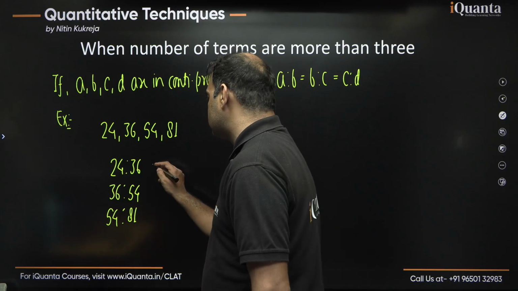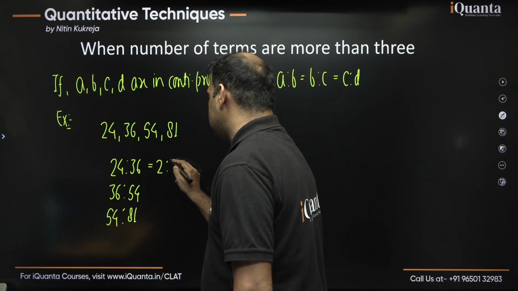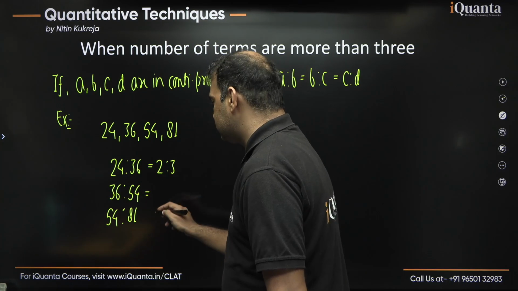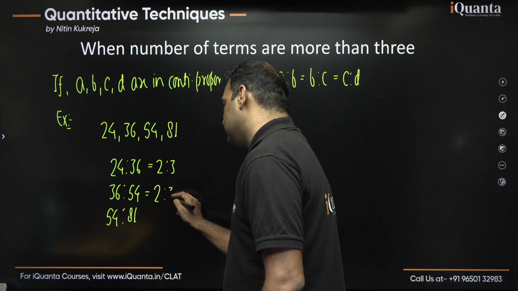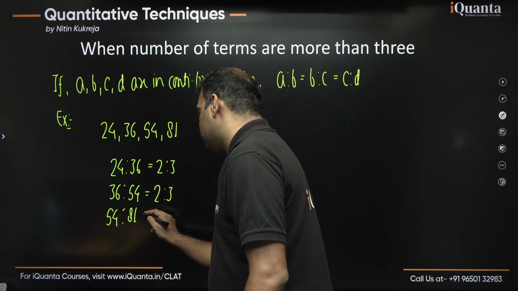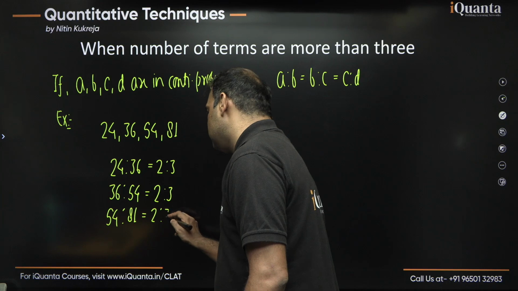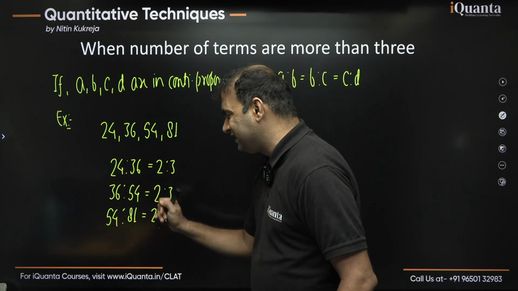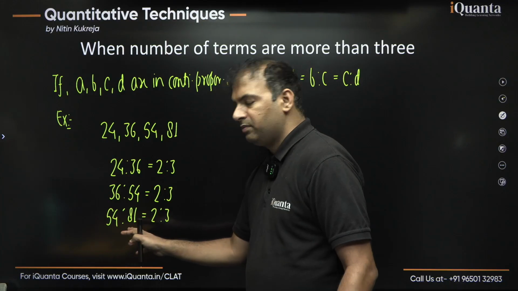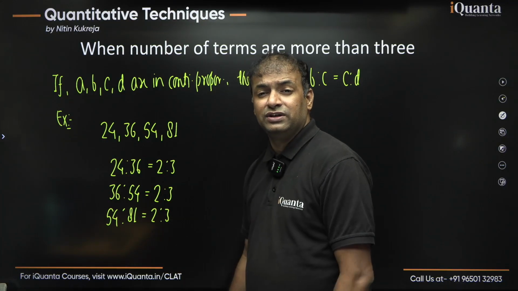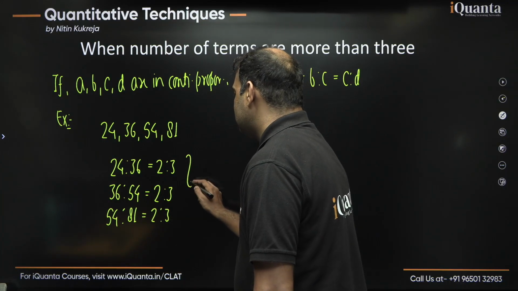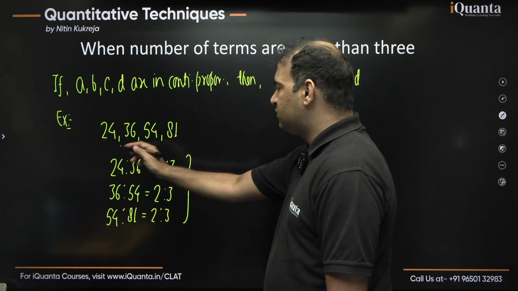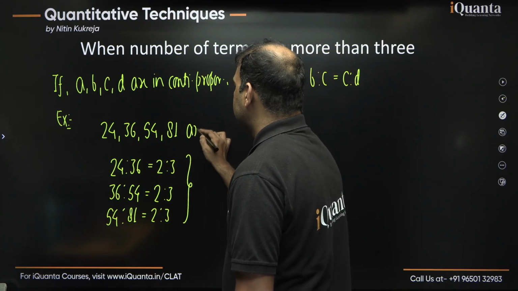So 24 is to 36 is 2 is to 3, that's fine. Similarly 36 and 54, this is also 2 is to 3, this is also fine. Similarly, 54 and 81, this is also 2:3. They are divisible by 12 and we get 2:3. They both are divisible by 18. And similarly, they both are divisible by 27 and we get 2:3 again. That means all these three ratios are the same. That means we can say these four terms are in continued proportion.